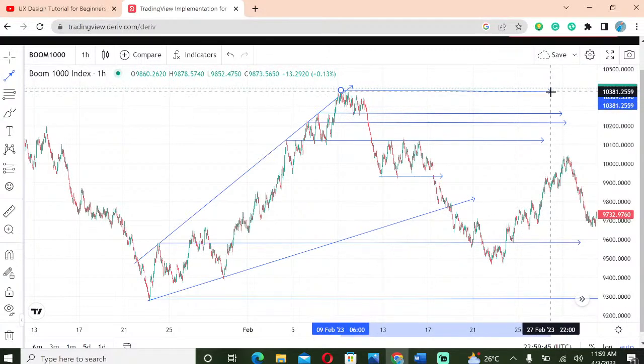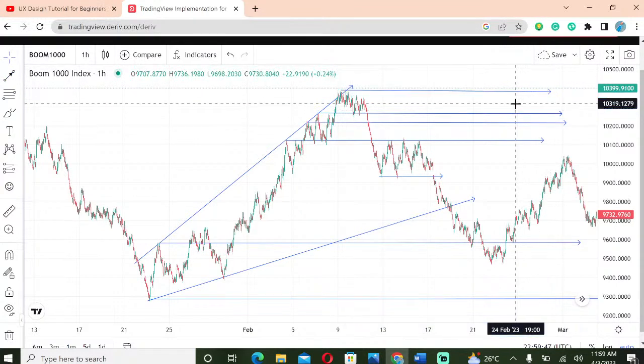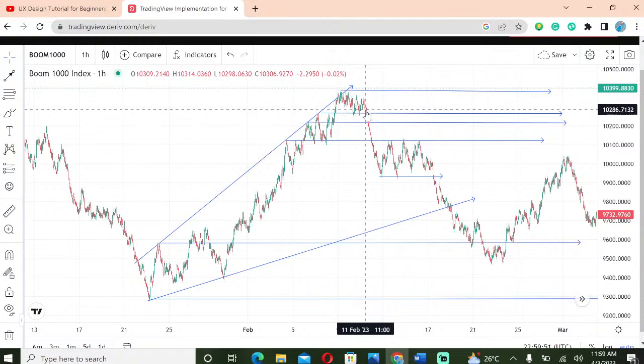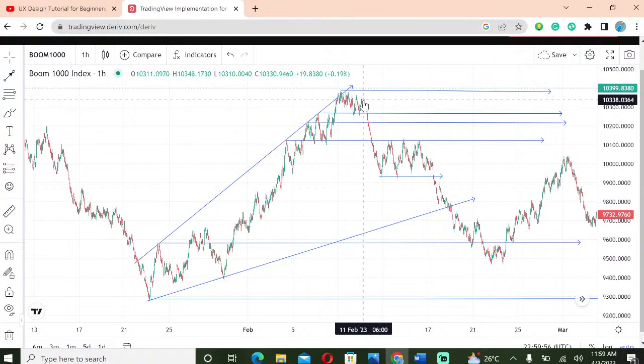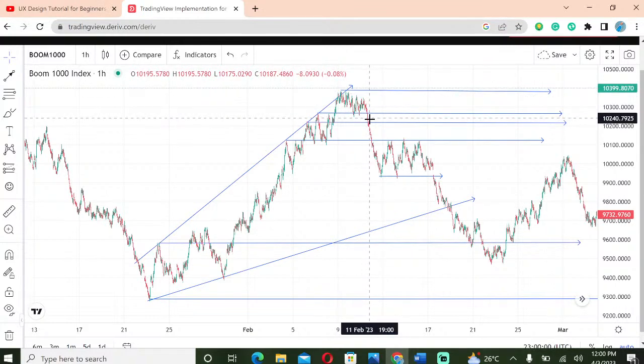You see now, this particular market keeps on selling down at this particular level. You see, it did not break this level. You already know that this market is not going on an uptrend. It's going on a downward trend. You see, it's going on a downward trend.